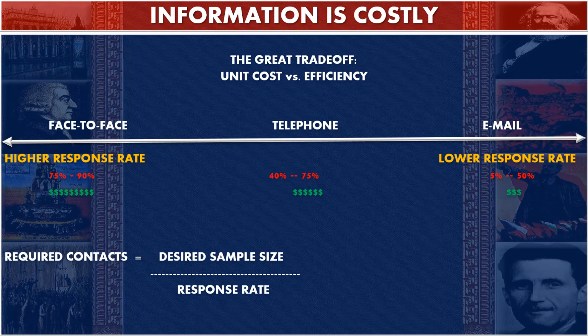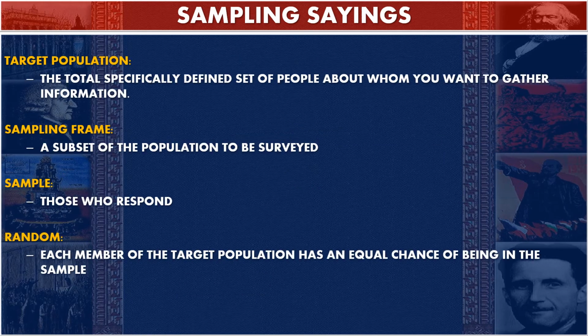And so you have to make a choice about the trade-off between these things. So there are several different terminologies for understanding how to sample when you do sample surveys. You have the target population, which is the total, specifically defined set of people about whom you want to gather information. So for example, if you're doing a survey at Lakeland High School, you might survey everyone at Lakeland High School: teachers, students, administrators, parents.